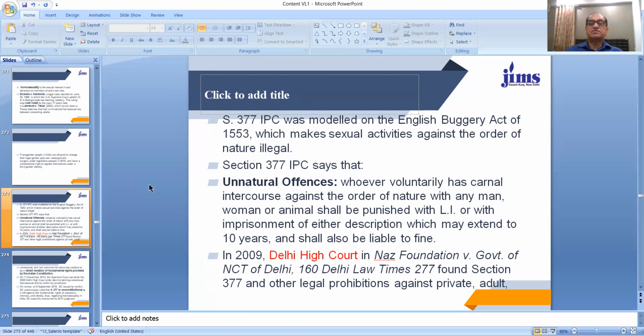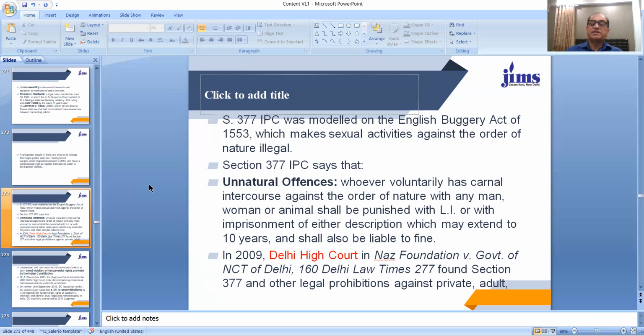If you see the language of Section 377 IPC, its heading is unnatural offenses. Whoever voluntarily has carnal intercourse against the order of nature with any man, woman, or animal shall be punished with life imprisonment or with imprisonment of either description, which may extend to 10 years, and shall also be liable to fine. This is the punishment.